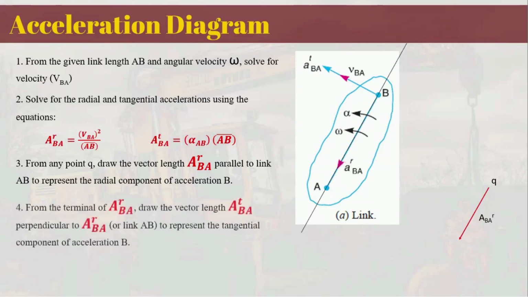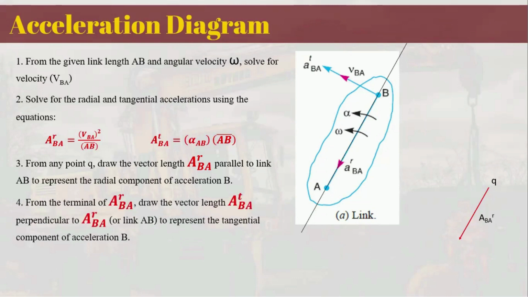The next step is to draw, from the terminal of the radial component of the acceleration, the vector length which corresponds to the tangential acceleration. It should be perpendicular to the link AB, or to our radial component, and it should be drawn at the terminal of the radial component. So it's like using the head to tail method. So radial, and then we have tangential.